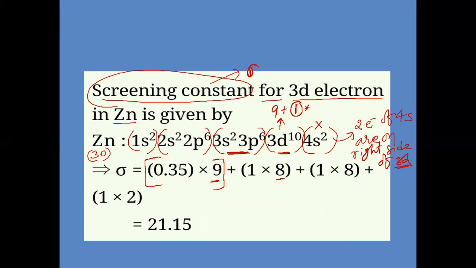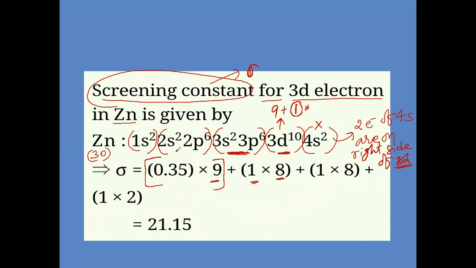Try to understand that whenever we are calculating the Z effective of D electrons, all the other electrons other than this 3D must be contributing one only. We need not take 0.85 here. 0.85 will not be there when we are calculating Z effective of 3D electrons. Within the 3D, 9 electrons exert 0.35 each, but all the remaining electrons should be taken as one. With 3s, 3p, 2 plus 6, 8 electrons, 8 into 1.